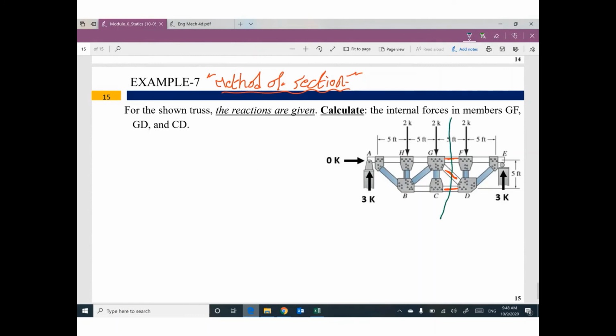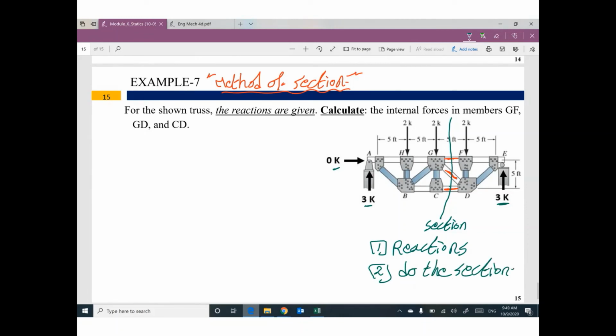Like this. Your section, cut these members only. Guys, by the way, if your reactions are not given, you have to figure them out first. So first step, your reactions. Make sure you have reactions. Second step, do the section.